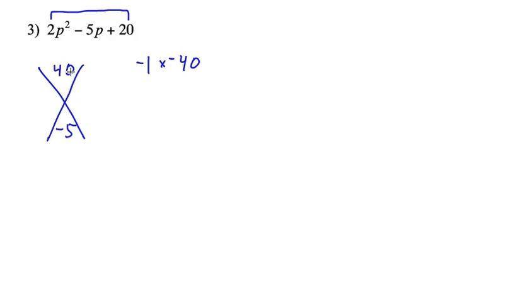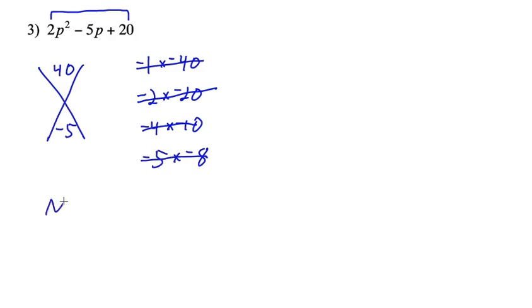Well, one option is -1 times -40. Those don't have a sum of -5 though. We have -2 times -20. Those don't have a sum of -5 either. -4 times -10 still doesn't have a sum of -5. -5 times -8 equals 40, but they don't have a sum of -5. And so nothing seems to be working. Now in this case, when we can't get our diamond problem to work out, it just means that the expression is not factorable.